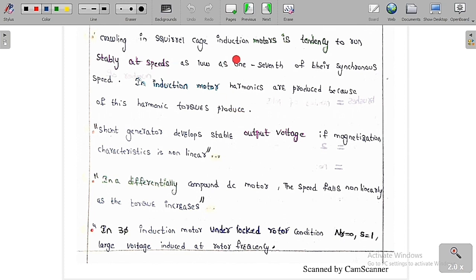So crawling in a squirrel cage induction motor is the tendency to run stably at speeds as low as 1/7 of the synchronous speed. In an induction motor, harmonics are produced. Because of this, harmonic torque is produced.